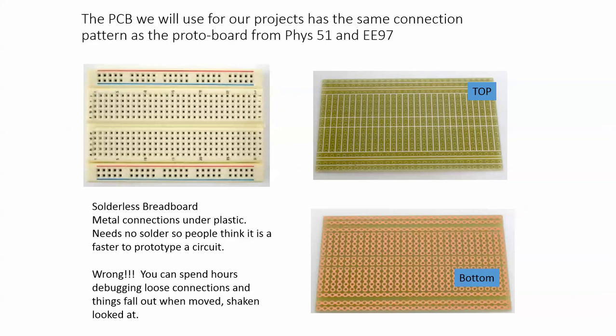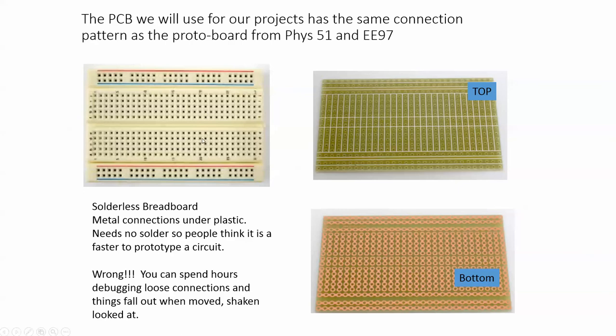All right. So the PCB or strip board we're going to use is this part right here. Some of you, depending on the project, will only get half. This is the top, this is the bottom of it, and you can see all these connections are in copper, and it matches this protoboard.